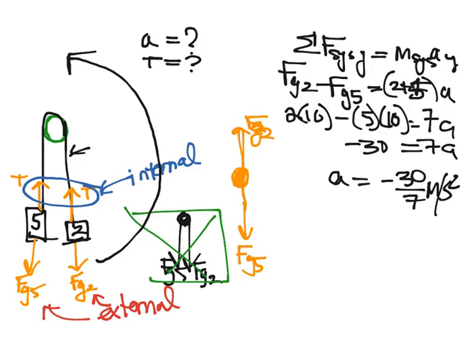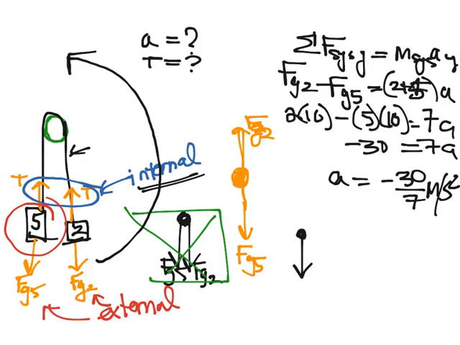Okay, now if I want to find the tension, remember that tension is an internal force. So I want you to pick one of these two things, draw a free body diagram, and then find me the tension. Then I'll go over the answer in a minute. Okay, so I'm going to pick the 5 kilogram mass. These are the forces acting on it.